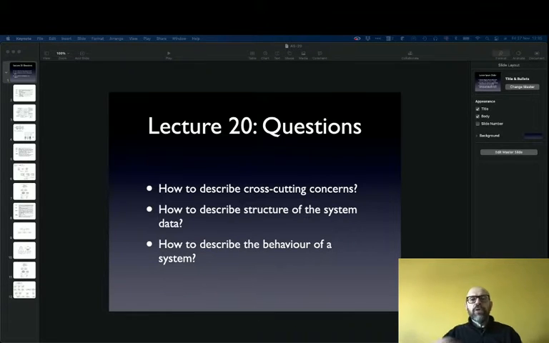Hello. So that's time to lecture 20, and we are going to finish two architectural styles of the module view type, and one of them is particularly common to you. It's how to describe the structure of the system data. So the information actually is what you learn when you start learning databases.